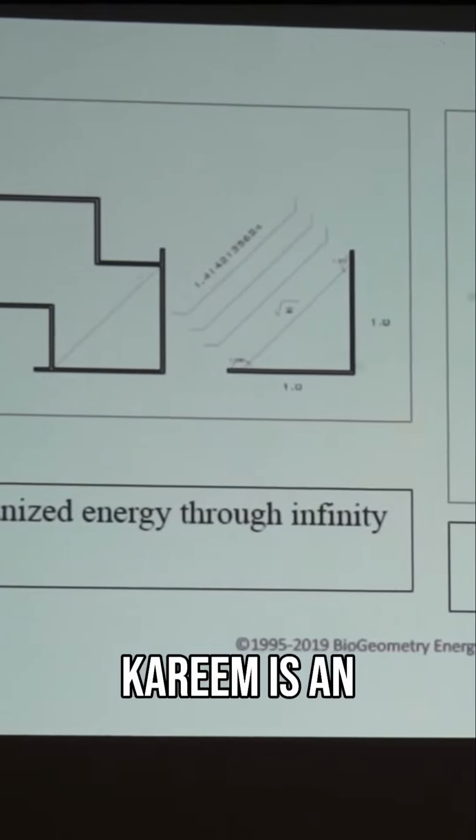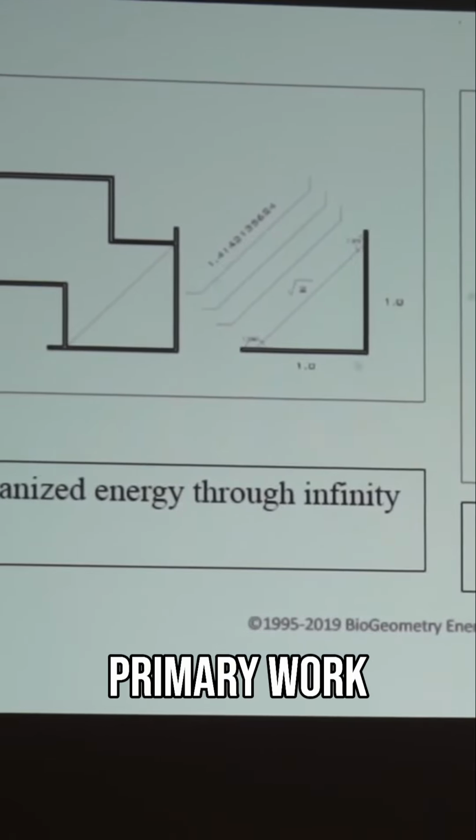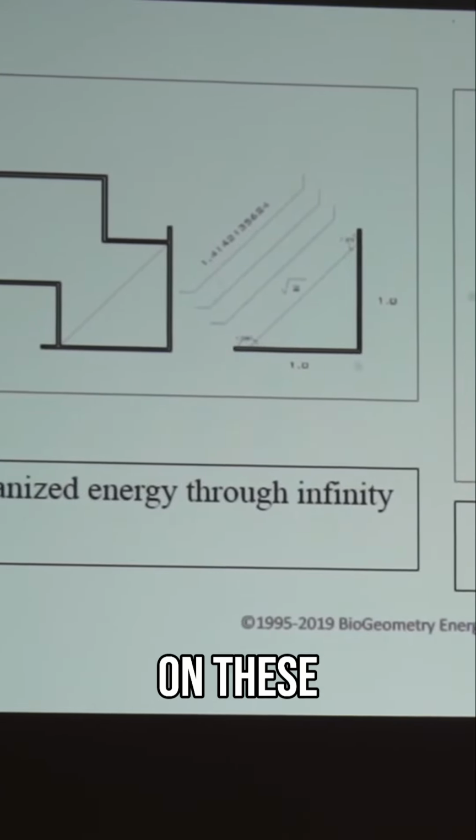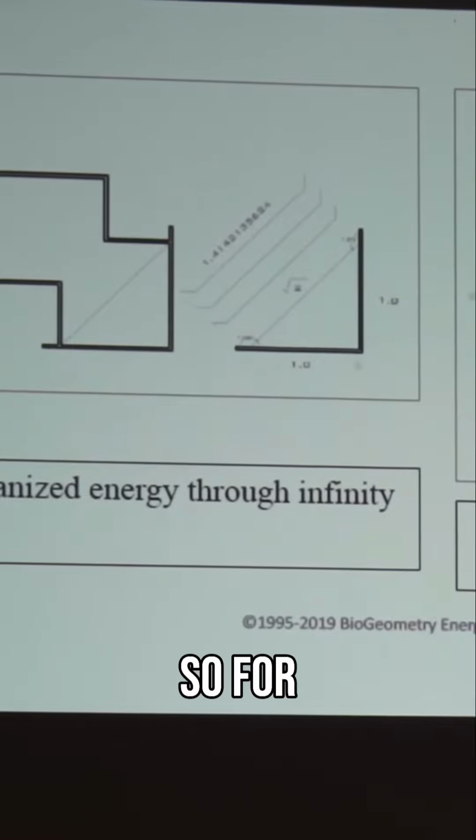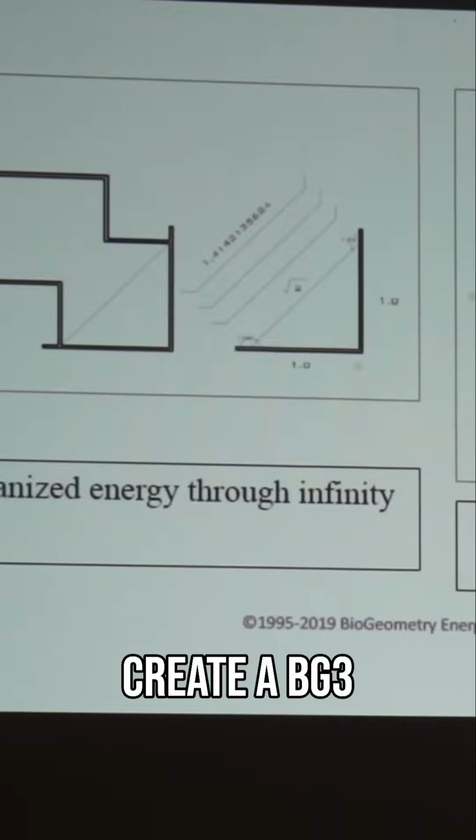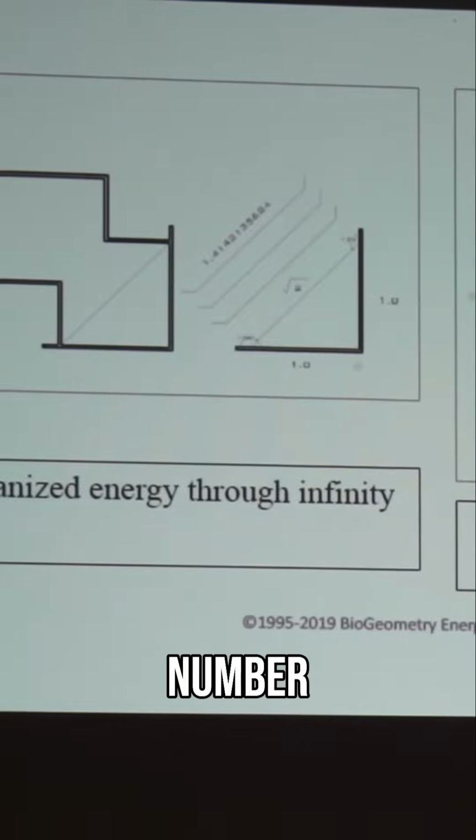Remember, Dr. Karim is an architect. This is his primary work. How do you build things based on these principles? So for example, he shows you right here the square root of 2. Square root of 2 is something that can create a BG3 field because it's a transcendental number.